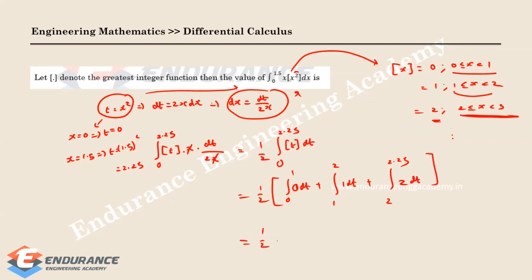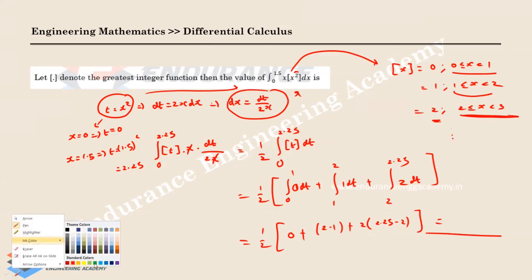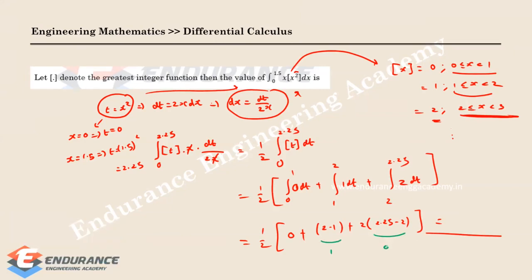This term is anyway 0. This term is anyway 0. This term is 2 minus 1, which is 1. This term is 2.25 minus 2, which is 0.25, right? So 0.25 into 2 is 0.5. That is 1.5, and 1.5 by 2 is 0.75. So 0.75 is the correct answer. I got two answers of 0.75. 0.75 is correct. Yes, Kishore.